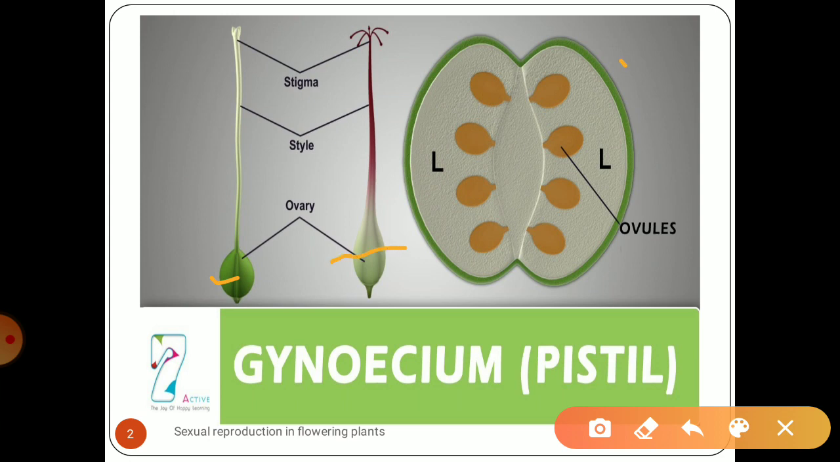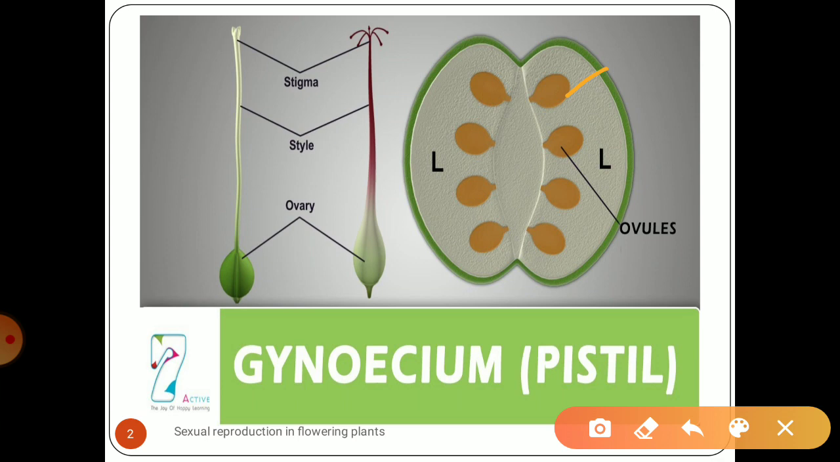If we cut a TS of this ovary, we will find a structure like this, where the outermost part is called the ovary wall. The inner empty compartment is called the locule, represented here as L. The ovules are attached to a structure called the placenta. Always remember that ovules are also known as megasporangia; the singular is megasporangium.